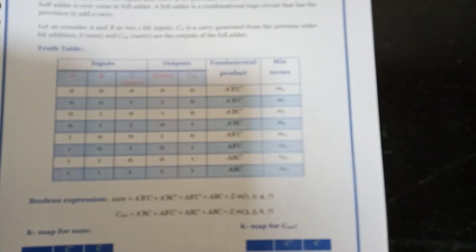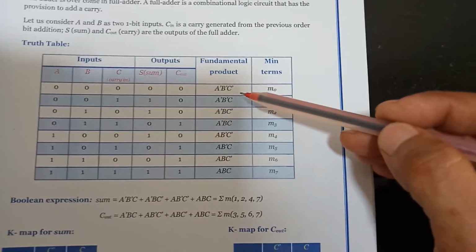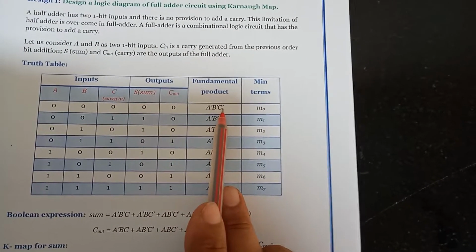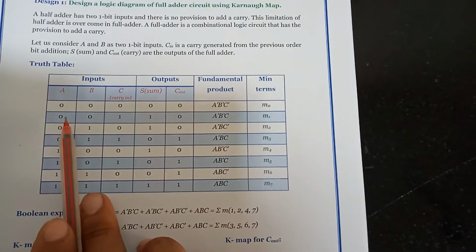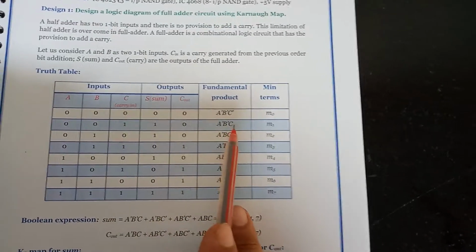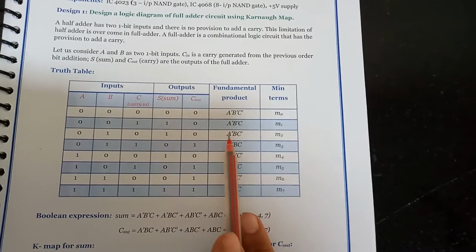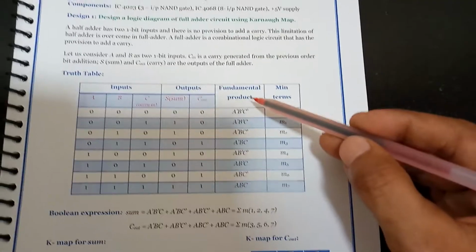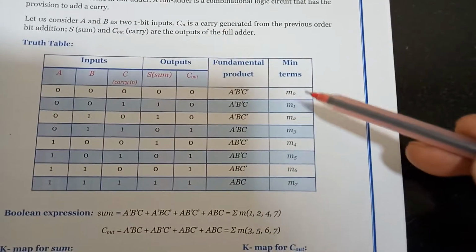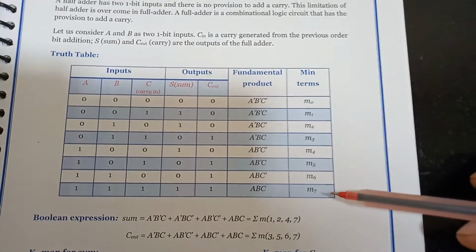Now what we want to do, you might have studied in theory, is to find the fundamental product. How to write the fundamental product? If it is 0 0 0, then we write A bar, B bar, C bar. You can also say A dash, B dash, C dash. If it is 0 0 1, then the element having 1 is written without dash, so A dash, B dash, C. This is A dash, B, C dash. In that way we have written all of them, and these are known as min terms: M0, M1, M2, M3, M4, M5, M6, M7.